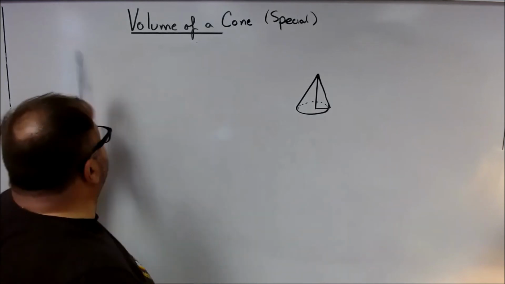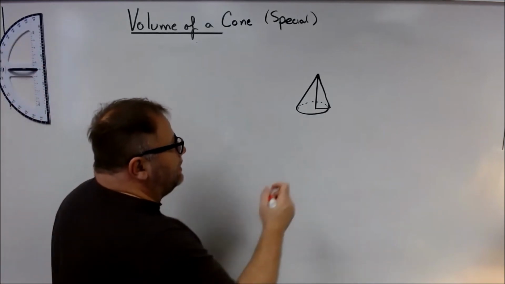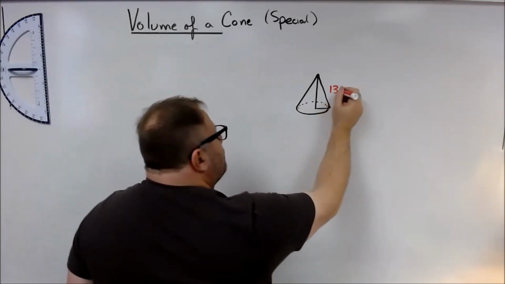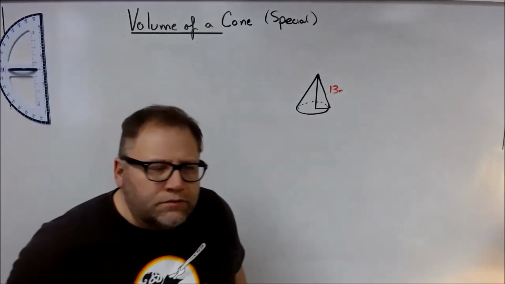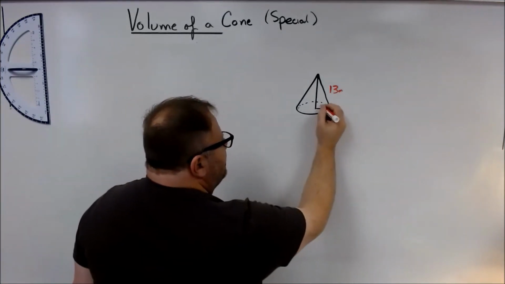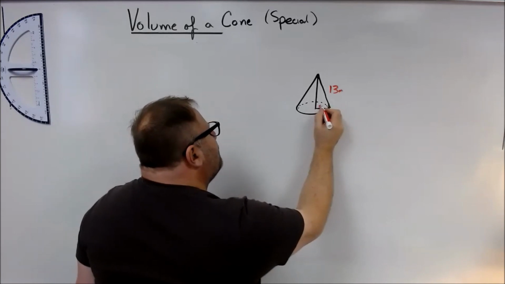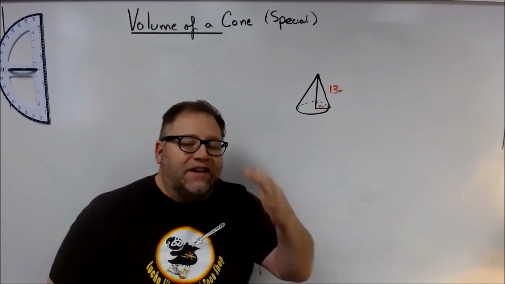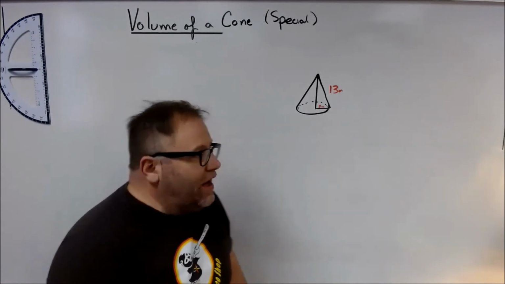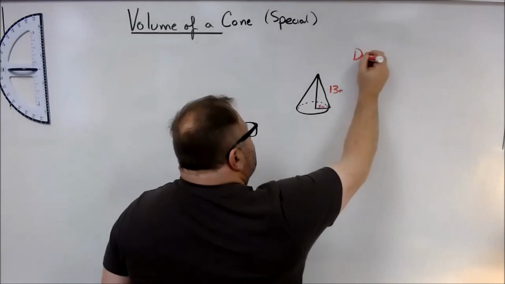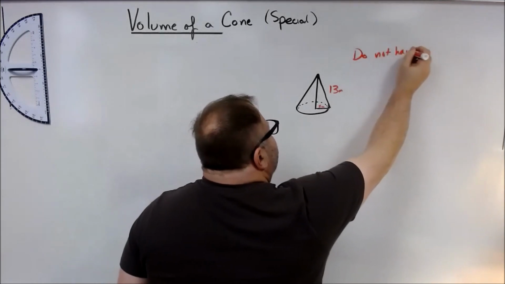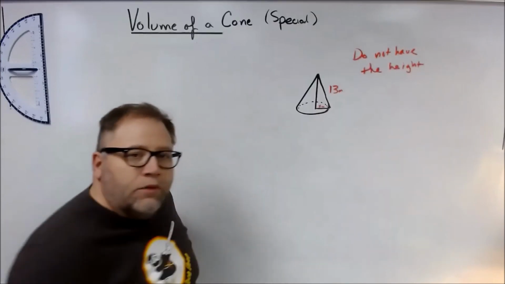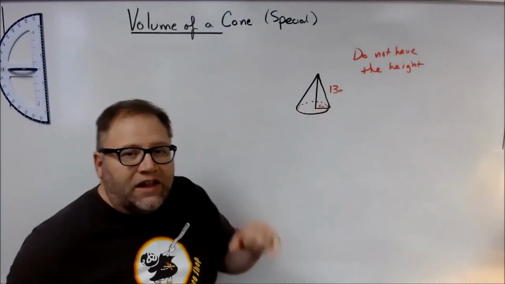So first thing I'm going to do is label it. I'm going to label this 13 meters. Why not? And I'm going to label this in here 5 meters. Now, this is special because something's not given here. What we do not have is the height. We don't know the length of that line.